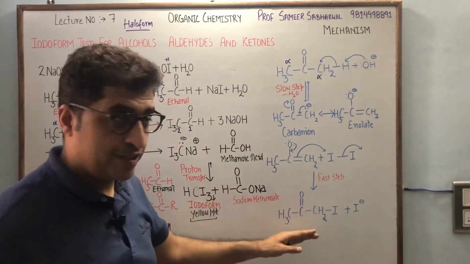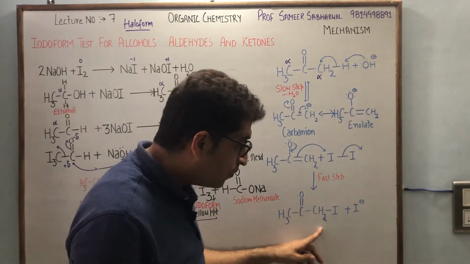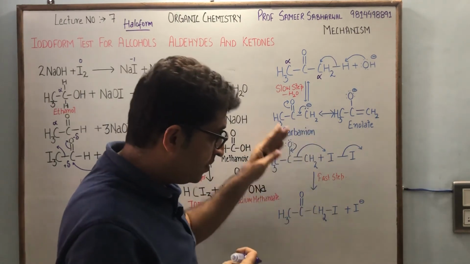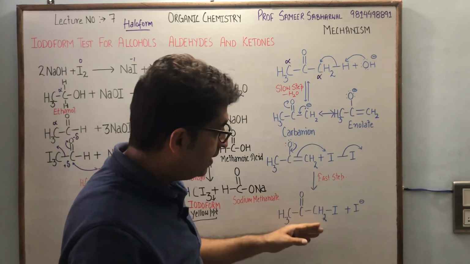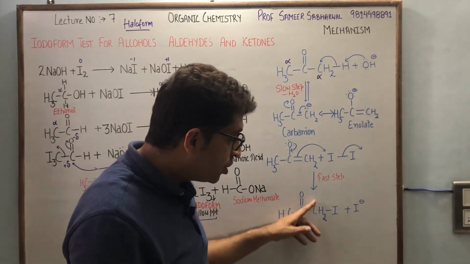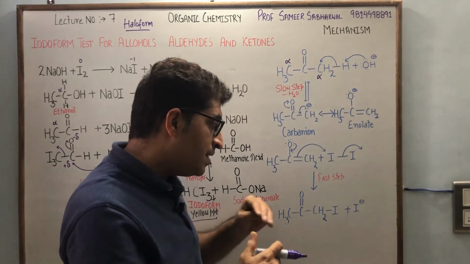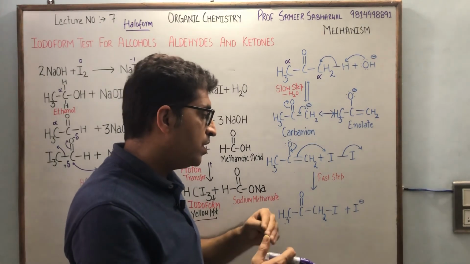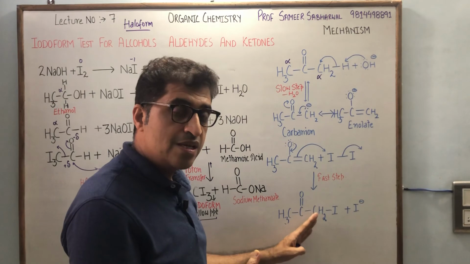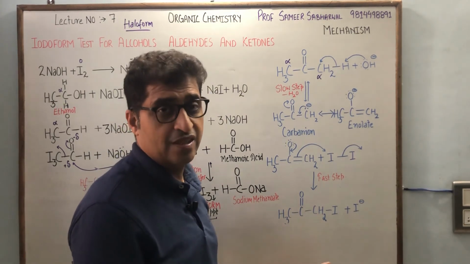So this was the first step. Again in the second step, the base will abstract a proton from here to generate a negative charge, which is stable due to resonance. Then again one molecule of iodine reacts to give us CHI2. I mean to say, in succeeding steps we are capable of removing hydrogen to generate CI3, which on reaction with base will give us iodoform.